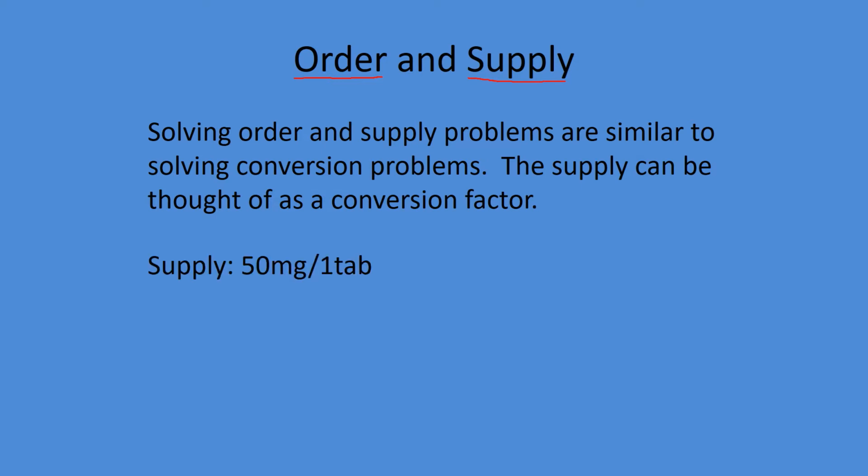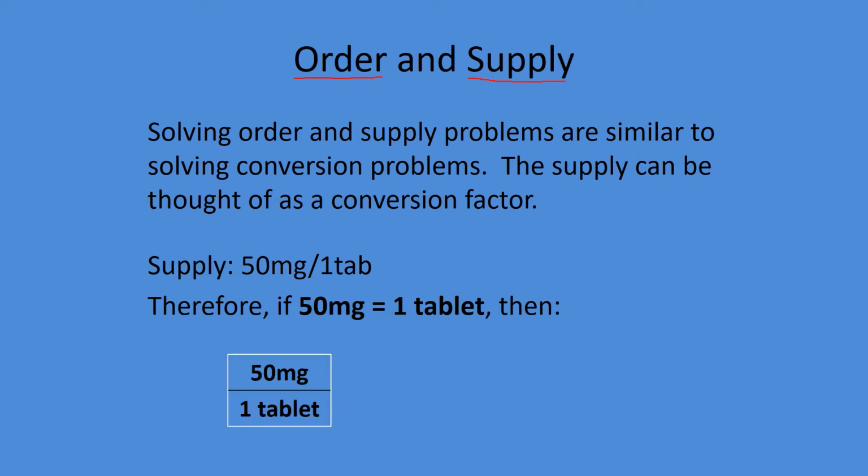So for example, we have a supply of 50 milligrams per tablet. And just like in Math 2, where we use any equality as a factor of 1, we can also do this for our supply strengths. So 50 milligrams equals 1 tablet. So 50 milligrams over 1 tablet, or 1 tablet over 50 milligrams, would equal 1.